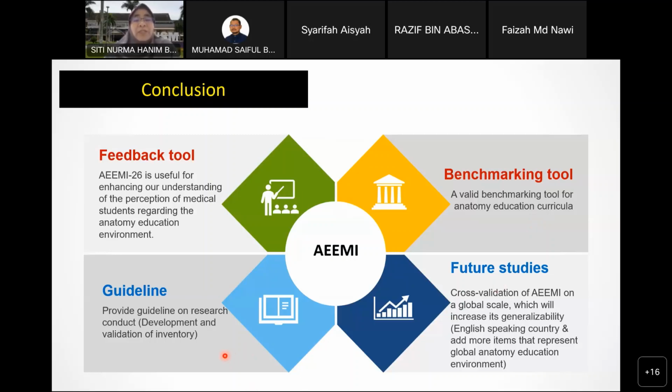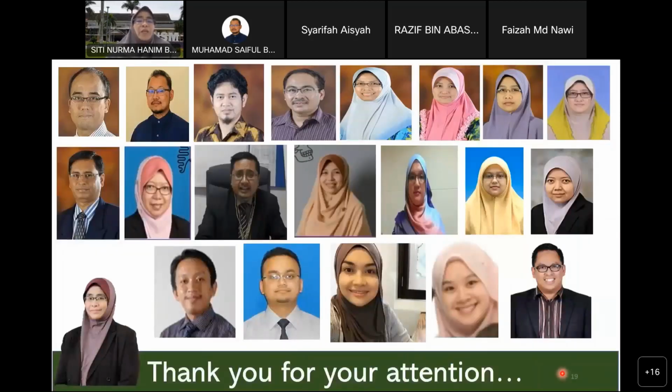In terms of research, this study provides a guideline on how to develop and validate an inventory. For future study, as I mentioned earlier, we should cross-validate AEEMI on a global scale by involving experts in different countries to increase the generalizability, but we should also begin with item construction. We should add more items that represent the global anatomy education environment, and also the digital learning construct as well. So these are my team, the AEEMI team.